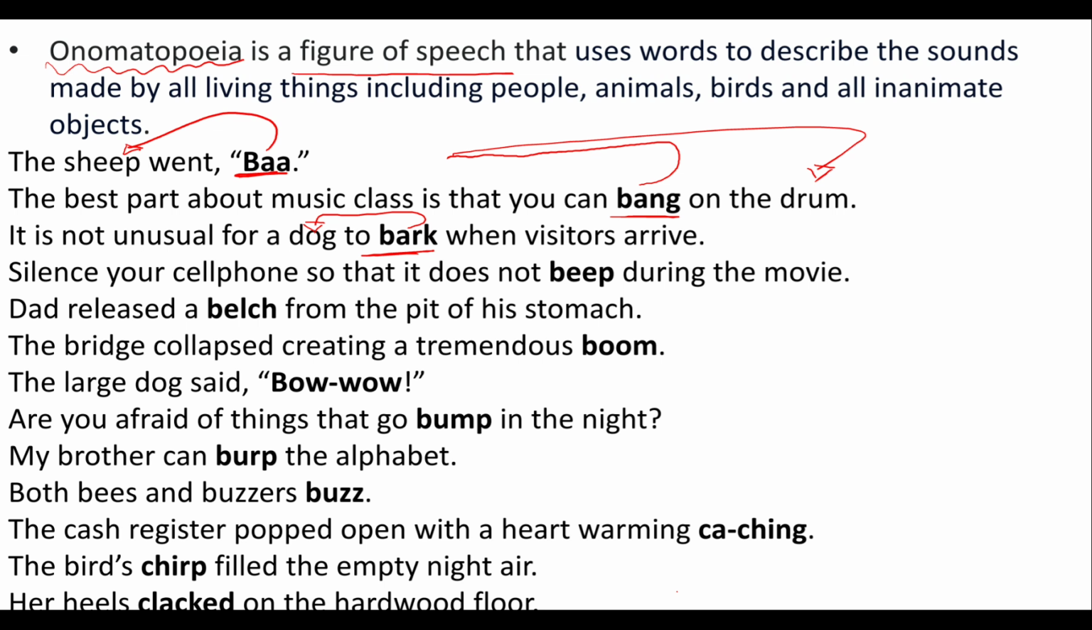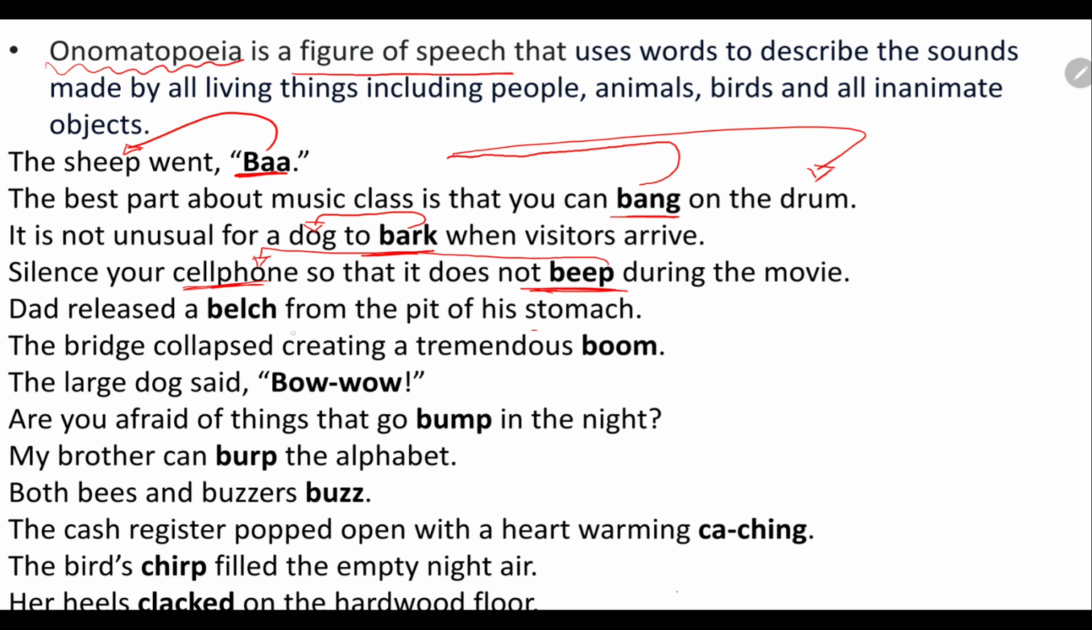Okay, you can pronounce it as onomatopoeia or onomatopoeia, depending upon you. मैं जिस लैंग्वेज में कंफर्टेबल रहती हूँ मैं उसी में बात करती हूँ, बिकॉज ये चीज़ें सिर्फ दिमाग में रखना है, प्रोनाउंसिएशन आपको ज़्यादा कोई पूछता नहीं है. Okay, so silence your cell phone so that it does not beep during the movie. The beep sound is of the cell phone. Okay, the beeping sound is again describing the sound of the cell phone.